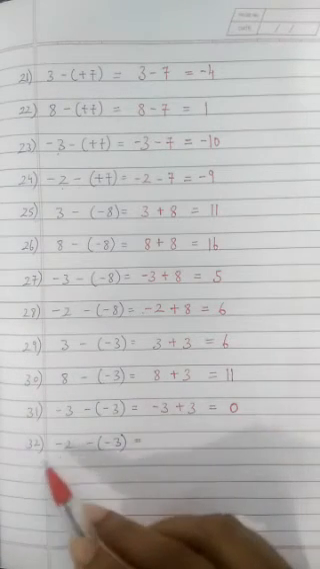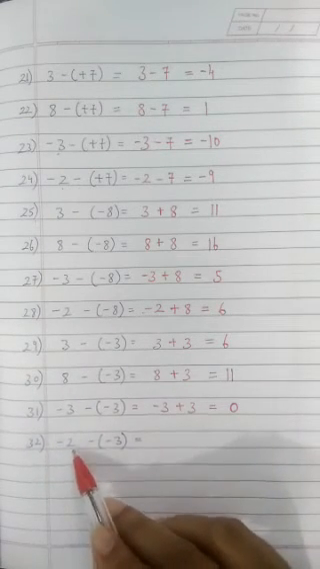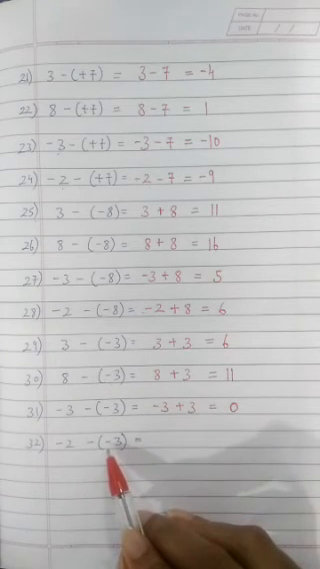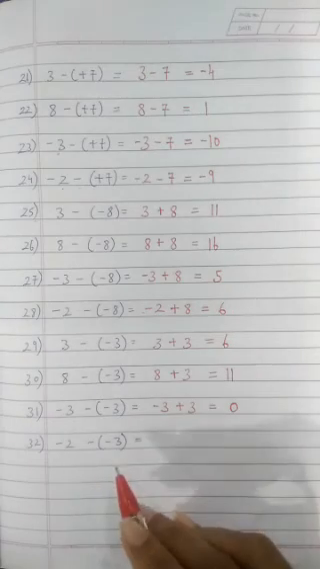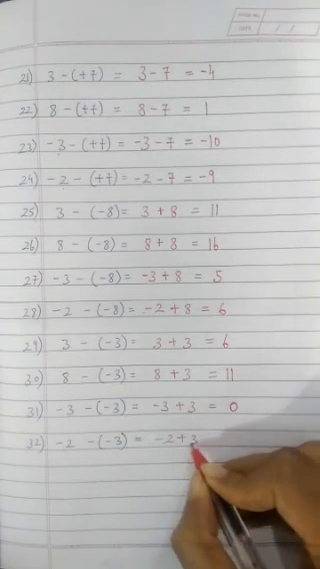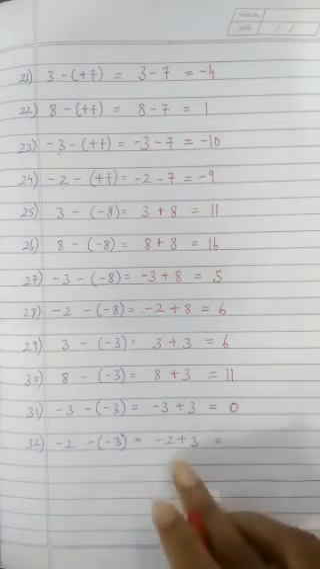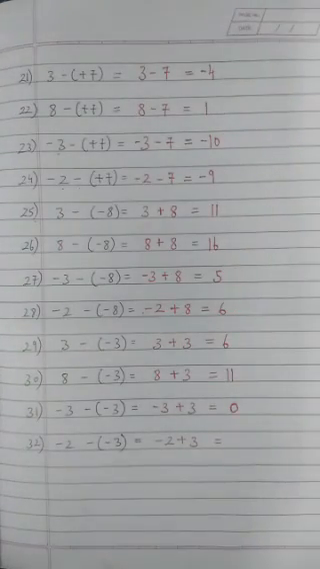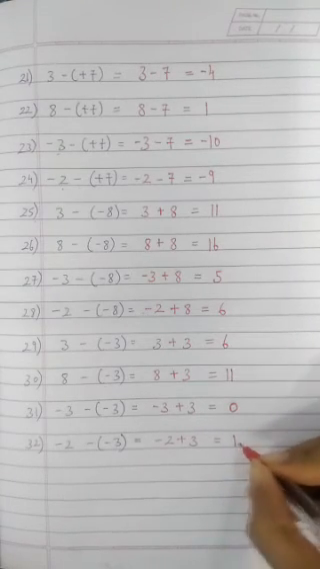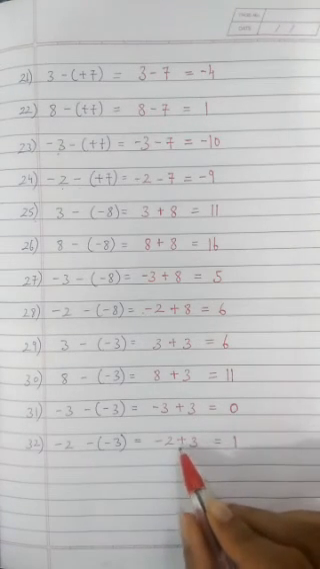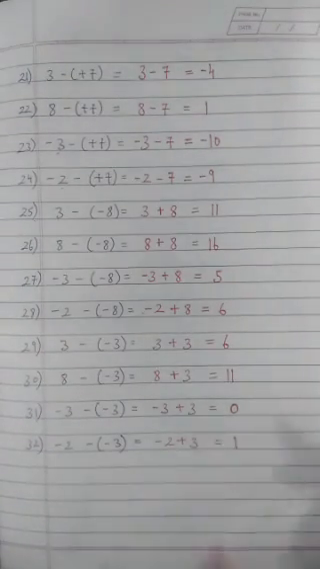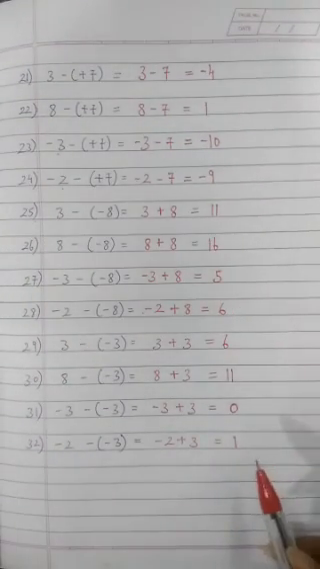Next, 32 sum, minus 2 minus minus 3. Minus minus, the operation becomes plus. So minus 2 plus 3. Now let's solve this. Plus and minus will be minus. 3 minus 2 is 1. And since 3 is greater, its sign is positive. So answer will also bear a positive sign. And we need not write the positive sign. It's understood.